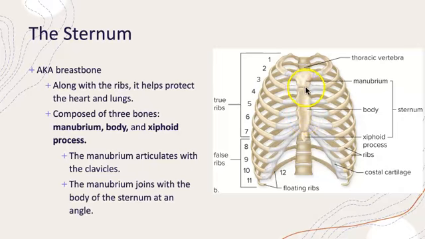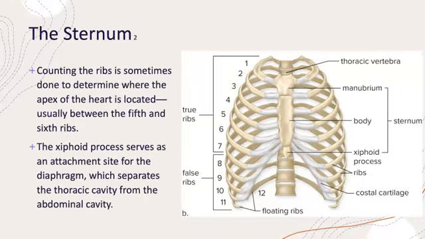And this is a very important landmark because we can palpate this, and that helps us to find rib number 2, which essentially is the area where we would find the apex of the lung. And counting ribs is sometimes done to determine where the apex of the heart is located, which is usually between the 5th and 6th ribs. Our xiphoid process is going to serve as an attachment site for our diaphragm, which would be right along in this area. And the diaphragm helps to separate our thoracic cavity from our abdominal cavity.